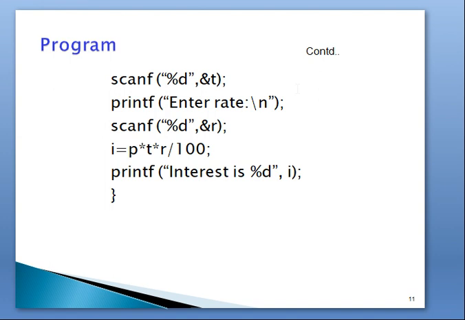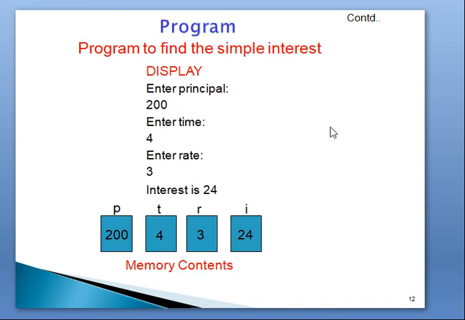The %d conversion character is used to read the integer number. Then the instruction I = p*t*r/100. It calculates the simple interest, and the resultant value is stored in the I variable. Now printf: interest is %d. Here we are displaying the simple interest.